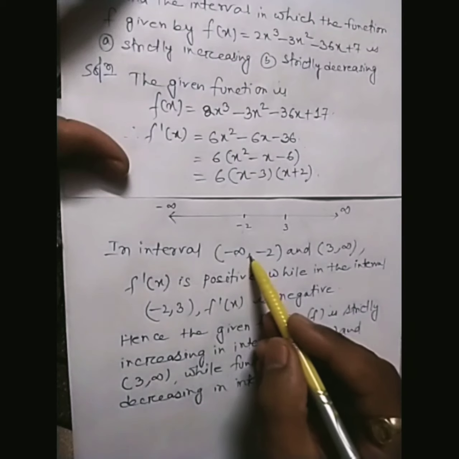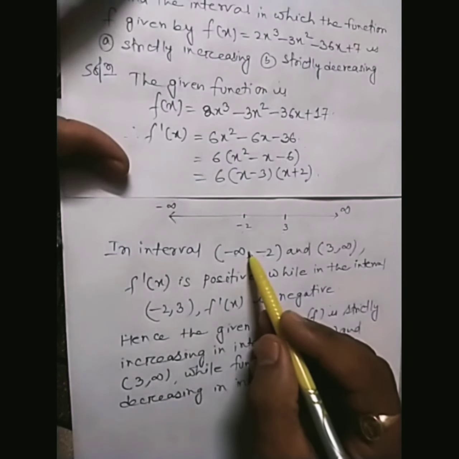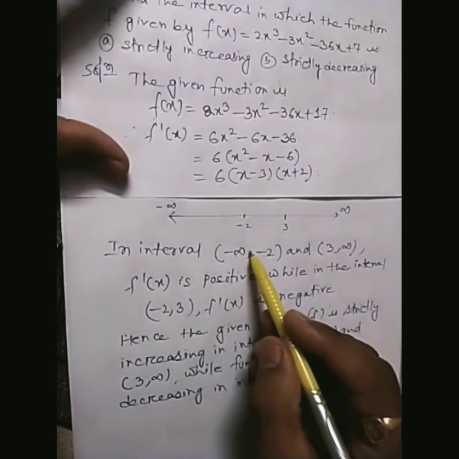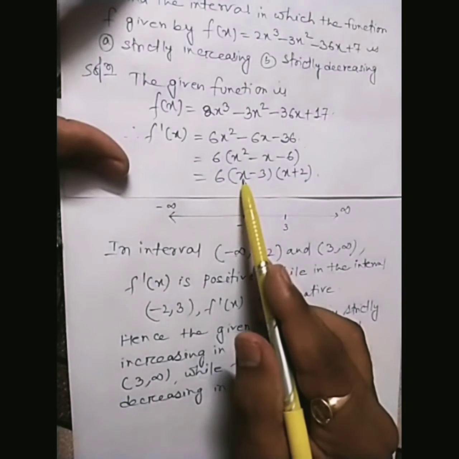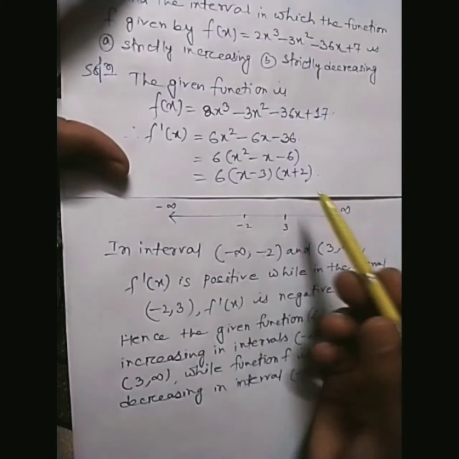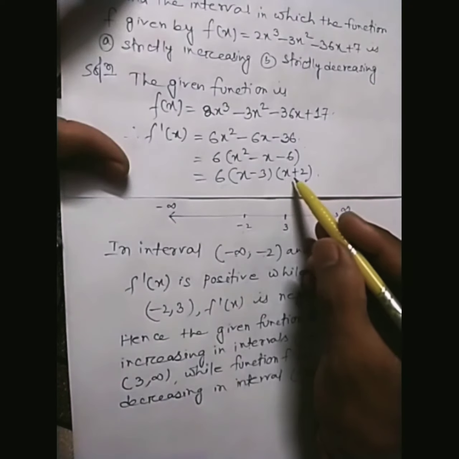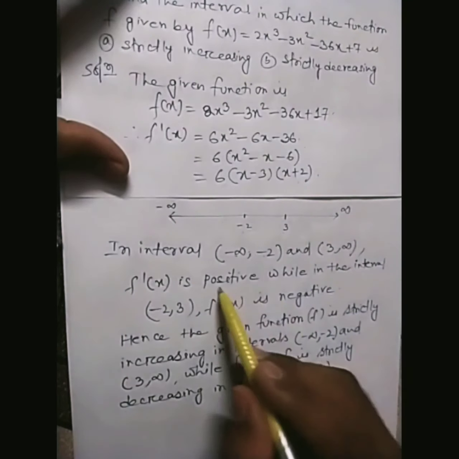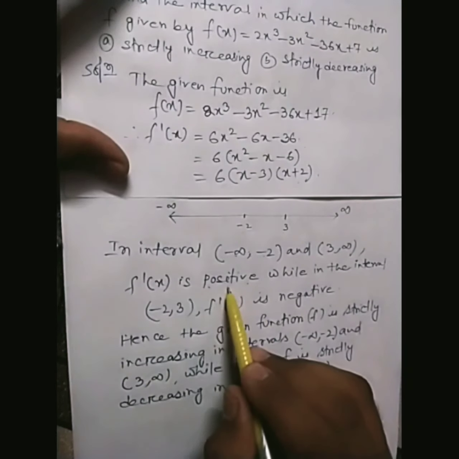Taking the interval minus infinity comma minus 2, you can take minus 3 here. After taking minus 3, minus 3 minus 3 gives minus 6, and minus 3 plus 2 gives minus 1. So minus times minus is positive. So here f dash x is positive.